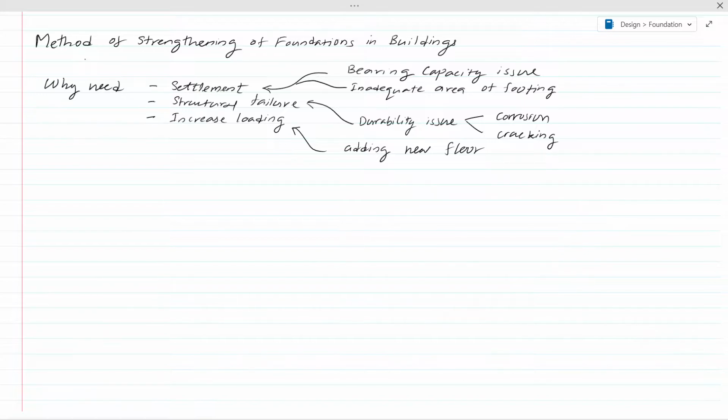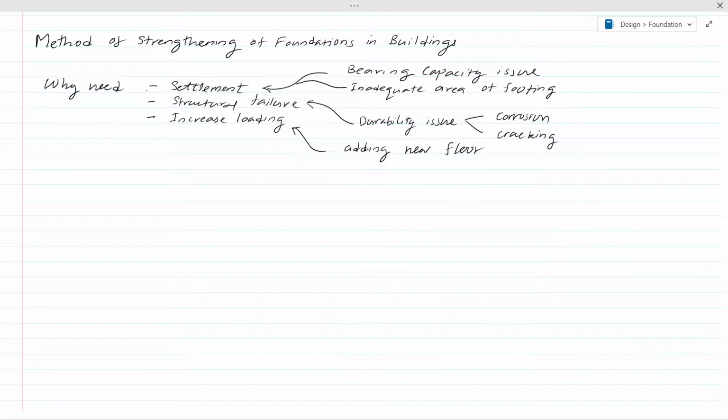foundations. Our discussion is concentrating on the pad footings. The improvement methods for the pad footing will be discussed today. The method of enhancing bearing capacity. Right, let's start. Why do we need to improve the foundations?